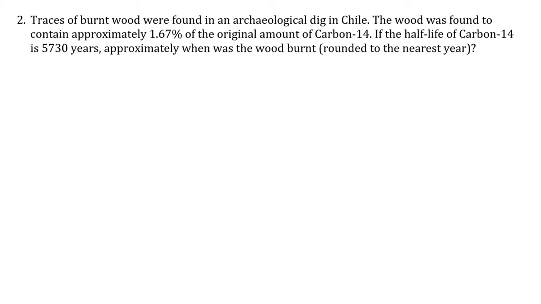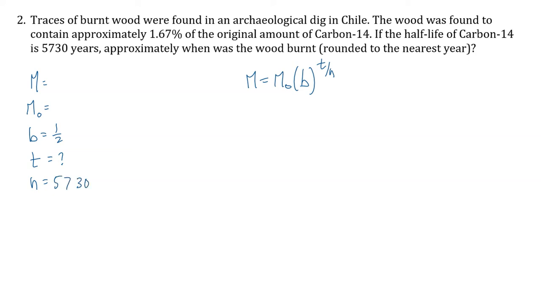It's really, really interesting. So half-life, we usually use m for mass. Half-life questions, b is always a half. t is what we're looking for. What's n? 5,730 years. Yep, the length of a half-life. What about m and m naught? 1 and 0.000167. Good. I'm going to do it a slightly different way.